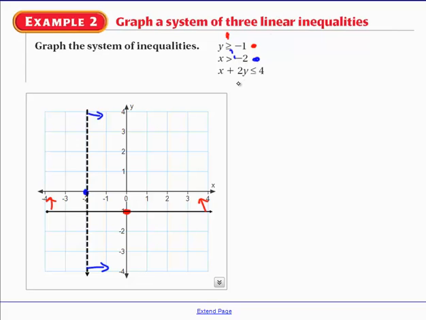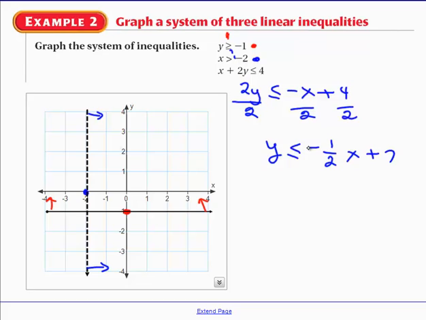But we have a third line that needs to be rearranged, and it needs to be in slope-intercept form. So you need to do a little bit of work. And you get y is less than or equal to -1/2x plus 2. I'm actually going to use a green here. So 2 is my y-intercept. My slope is -1/2. It's a solid line.